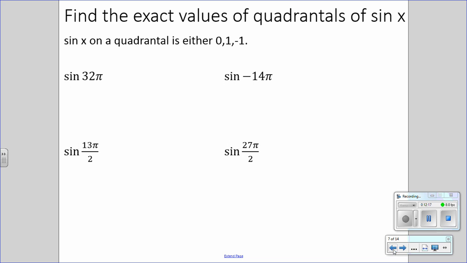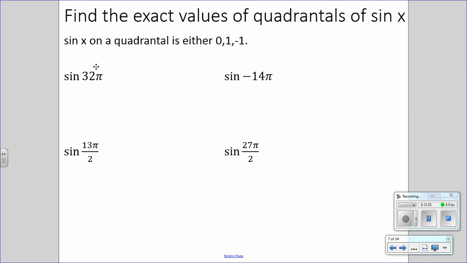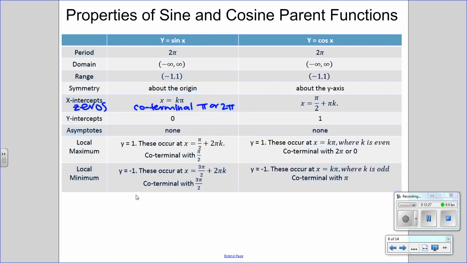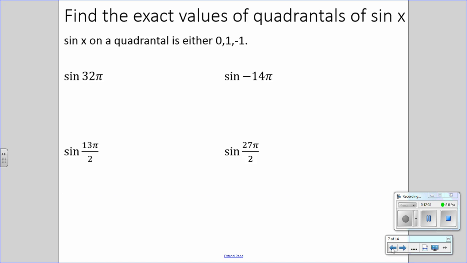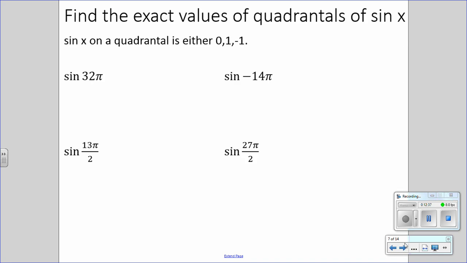If you look at your chart or your graph, these are sine. I'm going to flip back to the chart real quick. It is a whole number pi. If you notice, sine of 32 pi. On my chart, it tells me that anything that's a whole number pi is a 0. If you look at your graph, anything that's coterminal with the whole pi value is a 0. So without even knowing the ordered pairs, I know that the sine of 32 pi is 0.